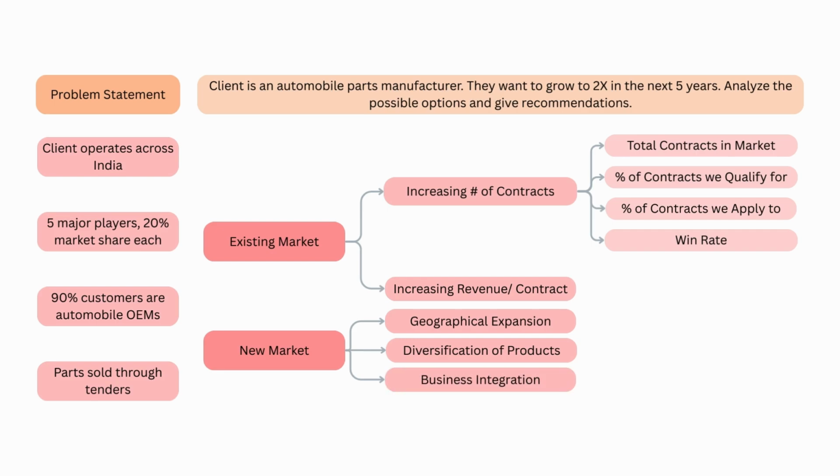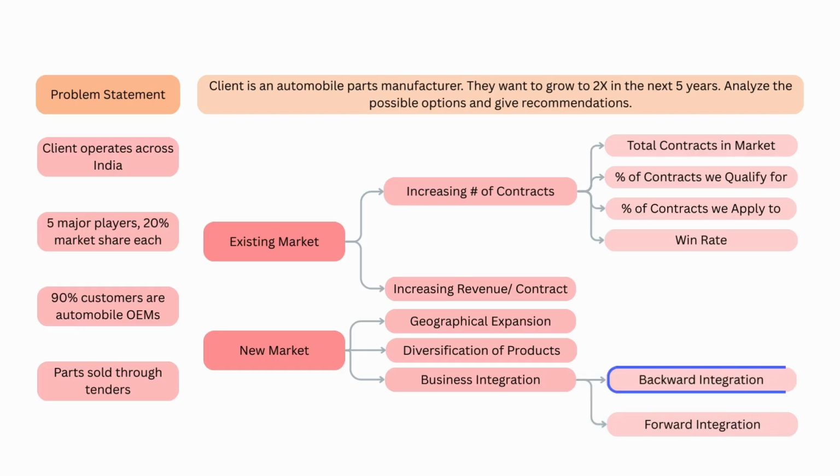Third is business integration. Integration can be either backward integration or forward integration. In backward integration, they could either acquire or develop plastic manufacturing or raw material suppliers, which will reduce raw material cost and hence improve their margins. Forward integration is not relevant here because they cannot legally start manufacturing cars. So, backward integration is more logical.